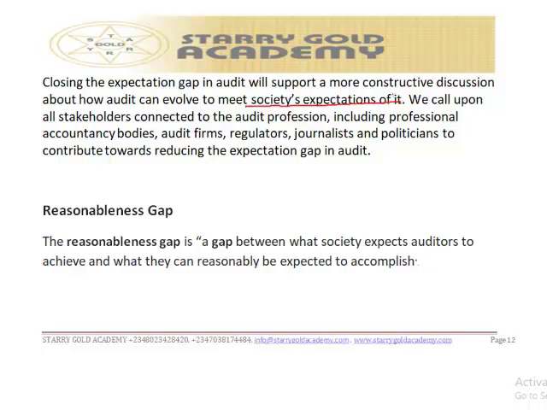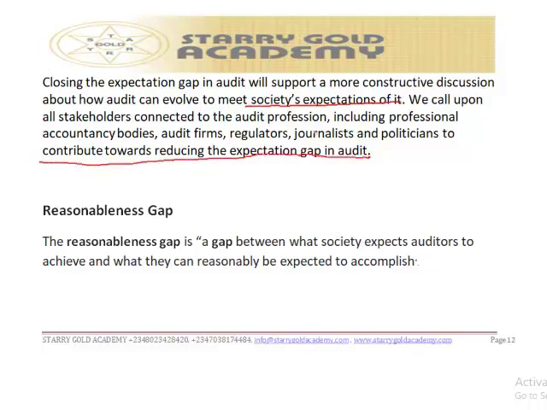Now, we can call upon all stakeholders connected to the audit profession, including the professionals, the accountancy bodies, the audit firms, the regulators. Are they not the ones coming up with what we should do? And so we should call upon all the stakeholders, the journalists, the politicians, to contribute towards reducing the expectation gap.